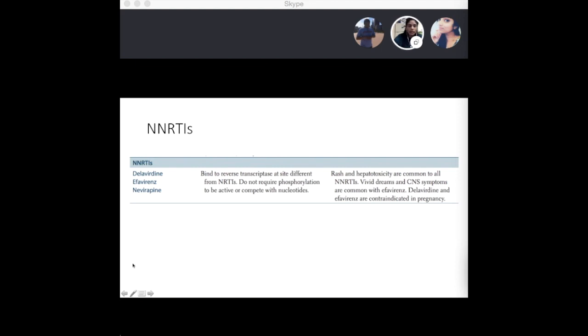So these drugs are delavirdine, efavirenz. And the adverse effects of these are rash, hepatotoxicity. You do get vivid dreams and CNS symptoms with efavirenz and delavirdine, and those are contraindicated in pregnancy.